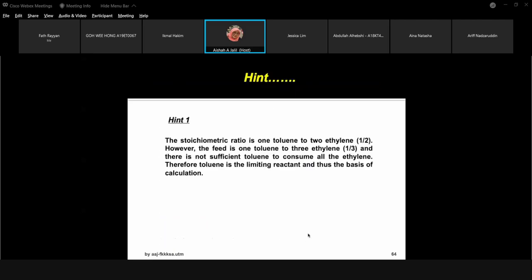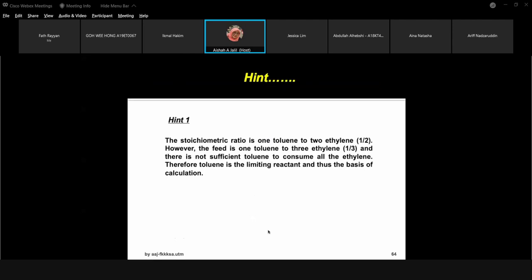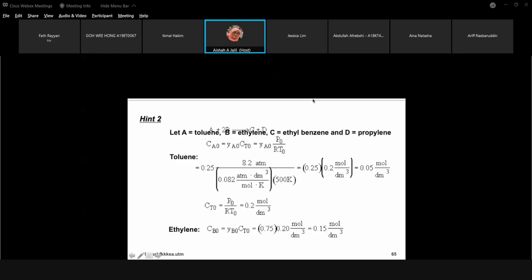Okay, this one is the explanation for which one is the limiting reactant. Like your friend said, toluene to ethylene. So the toluene is the limiting reactant. This is the calculation. They give you the P and T, right? So this is the calculation for the CN0. You can see CN0 is toluene, so 0.25, right?